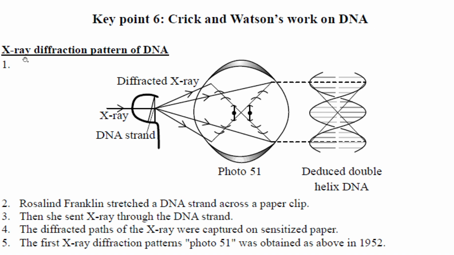This is two groups of contributors. First is an experimentalist. X-ray diffraction pattern of DNA. Rosalind Franklin did a quick experiment. She stretched a DNA strand on paper clips, and then she shone the X-ray on it. This strand of DNA diffracts the X-ray, and the diffracted X-ray on a sensitive paper gives us the photo. This photo is very important. We call it photo 51.